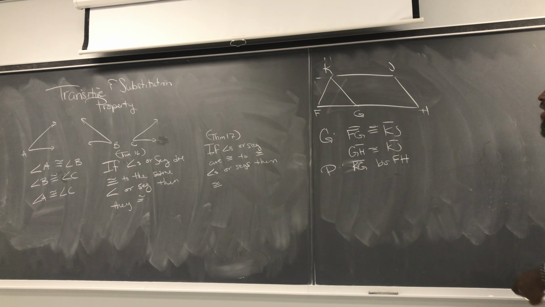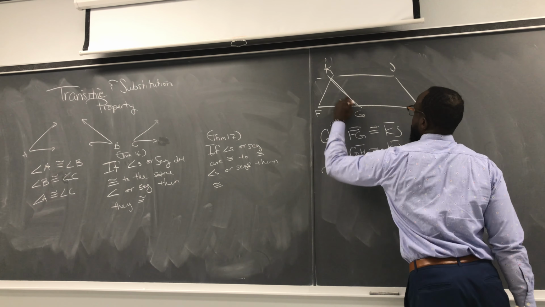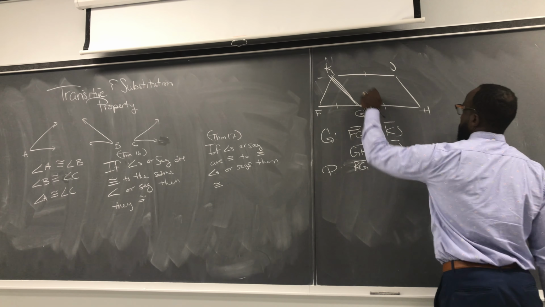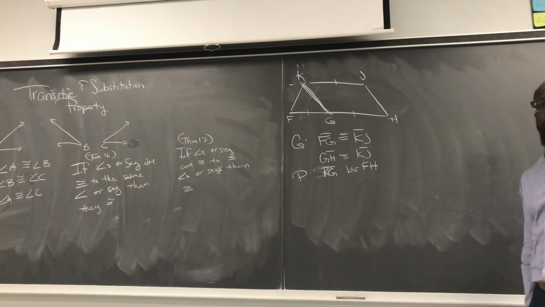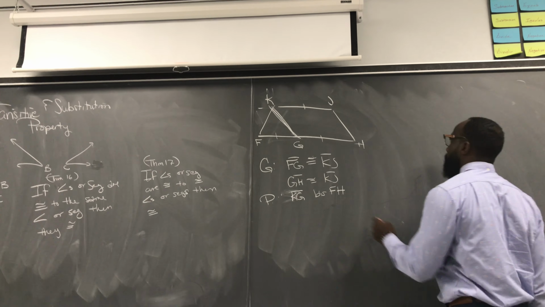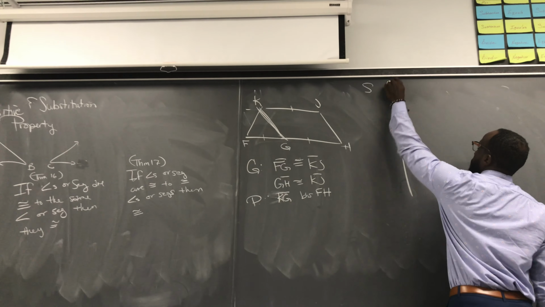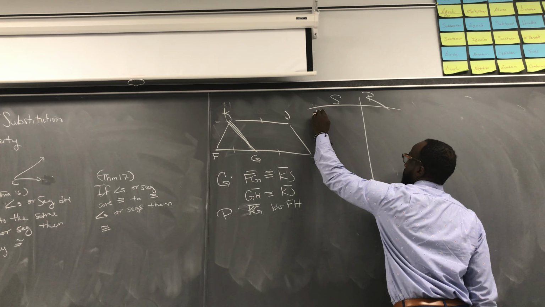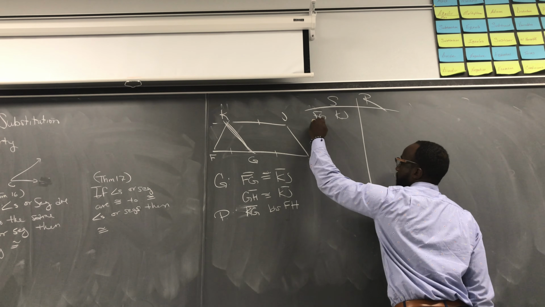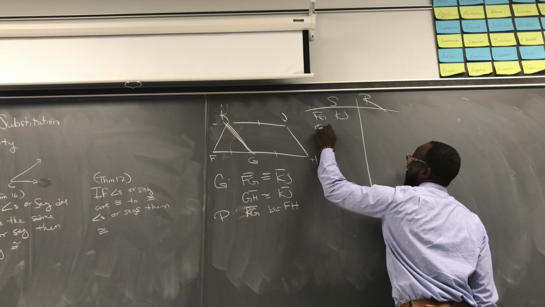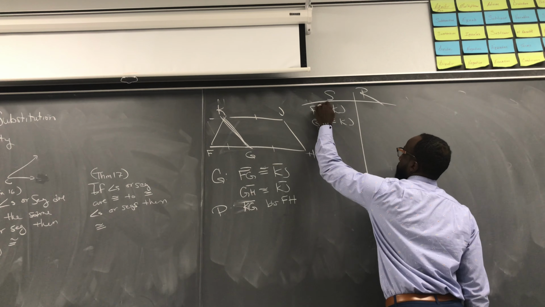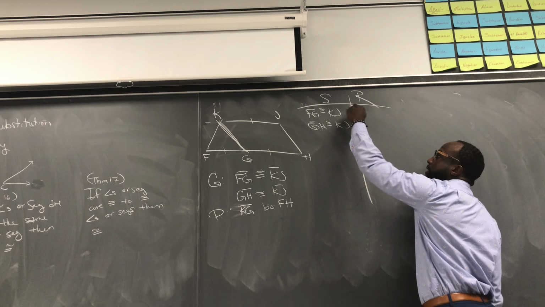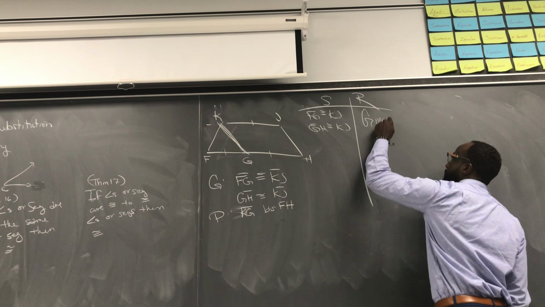So, they said FG is congruent to this one, and they said this is congruent to that one, okay? So let's start our proof. Here we go. Statement, reason. Our givens, we got our two givens, FG, KJ, GH, KJ, right? What's the rationale? What's the reason? Given. These are given. All right.